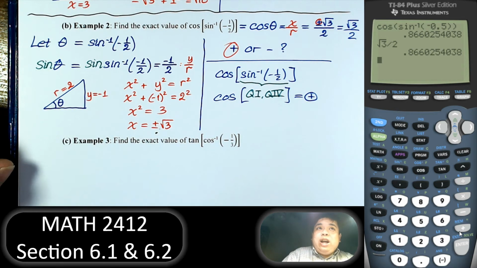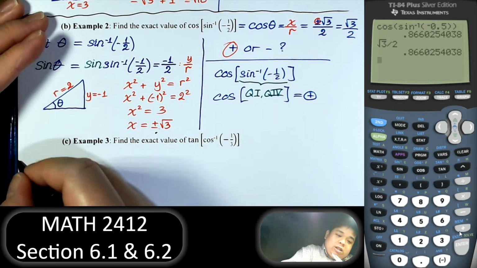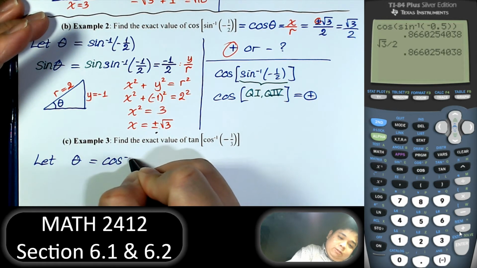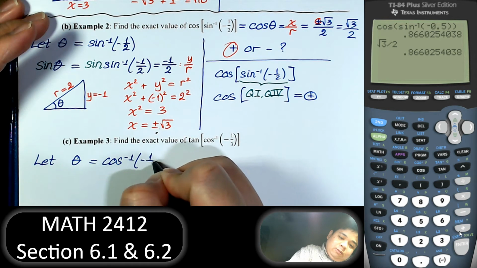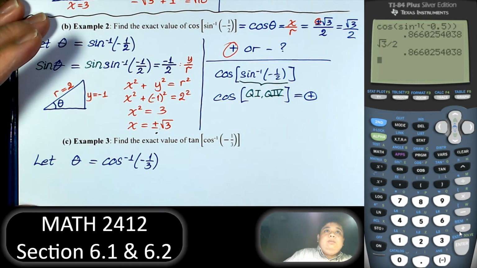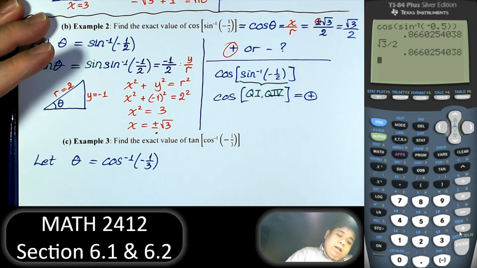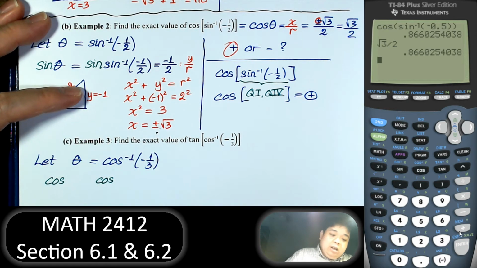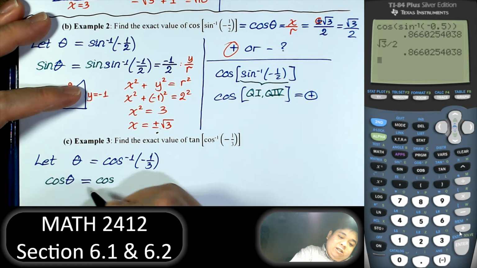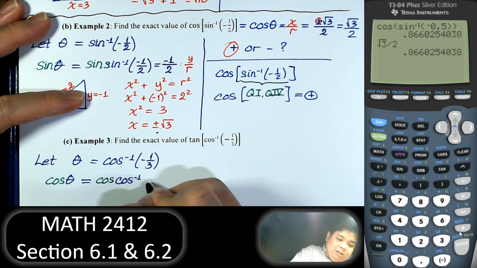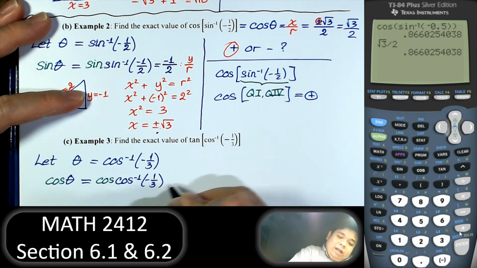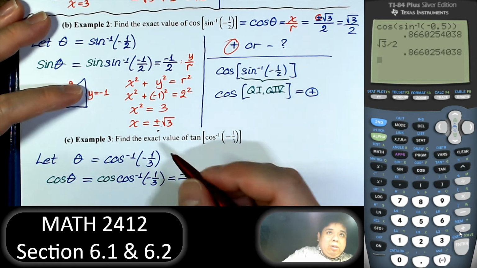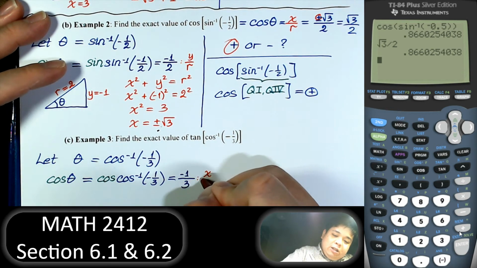So I hope now you get the routine. First we let theta equal the inverse trig function. Then, in order to cancel the inverse, we need to take the same function. The function cancels the inverse if it exists. That cancels out, giving -1/3. Right, the ratio of cosine is x over r.